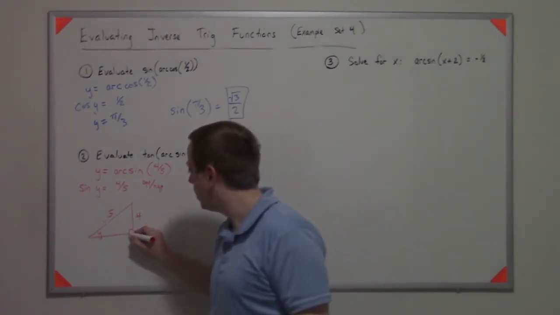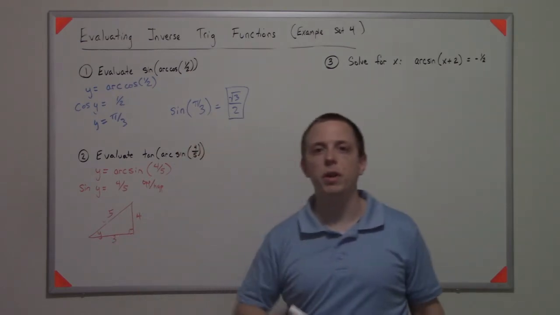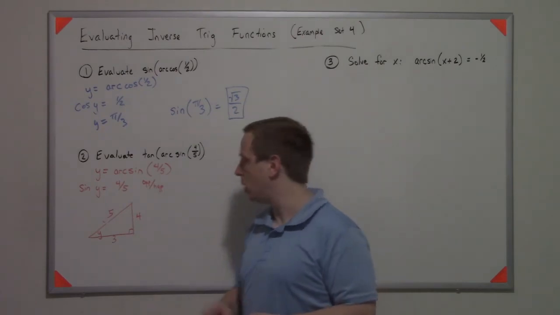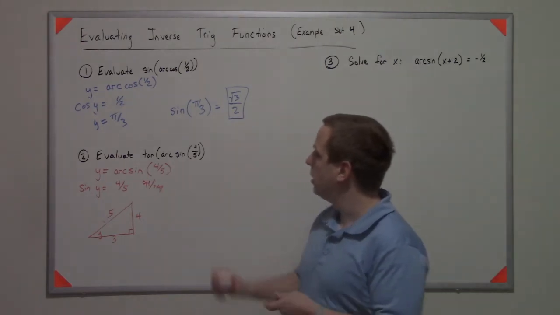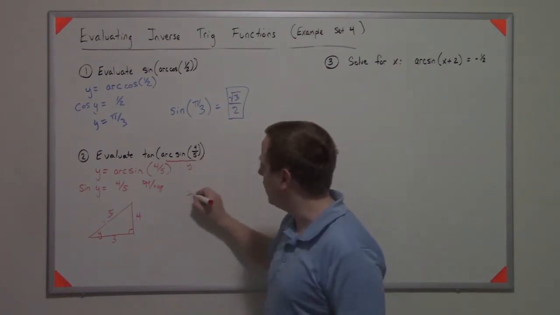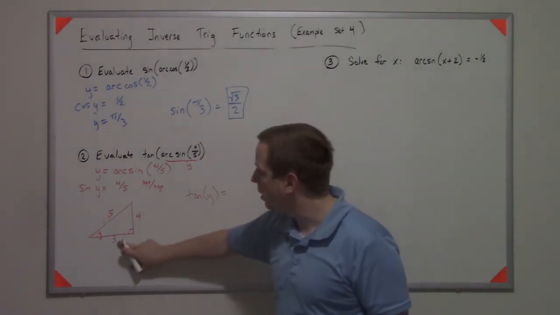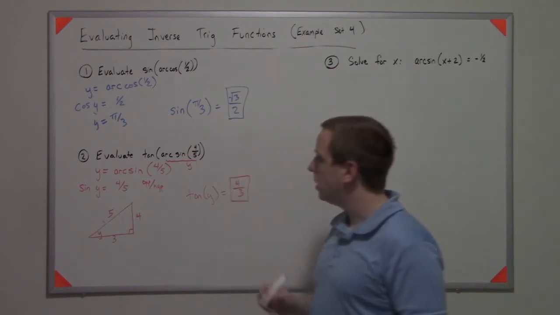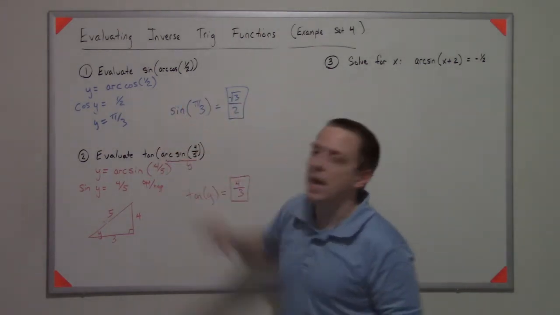If you remember your old school Pythagorean triples, you know this is a 3, 4, 5 triangle. But if you didn't know that, you could use the Pythagorean theorem to develop the idea that that's a 3. So this is a 3, 4, 5 triangle. Now I need to evaluate the tangent of y. But tangent is opposite over adjacent. So that gives us 4/3 for the answer.